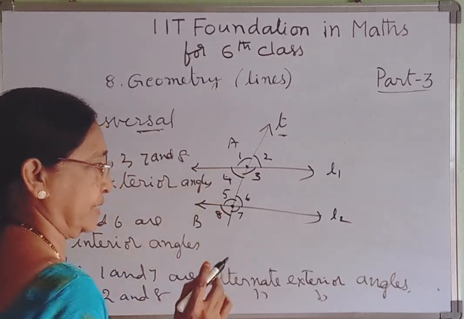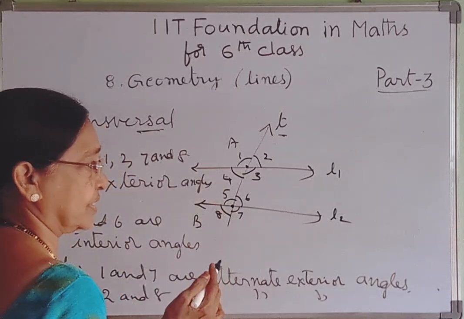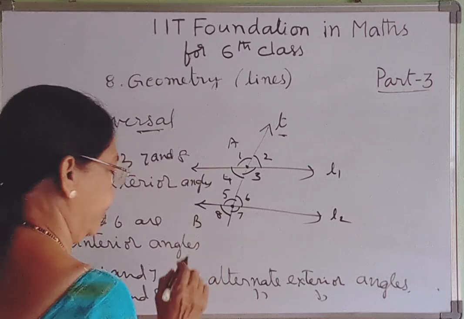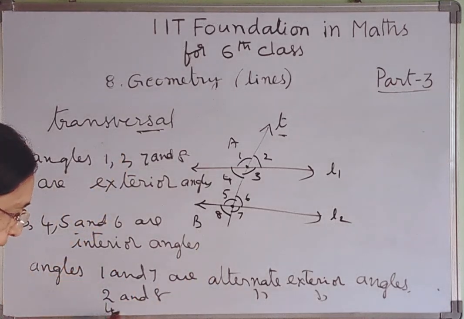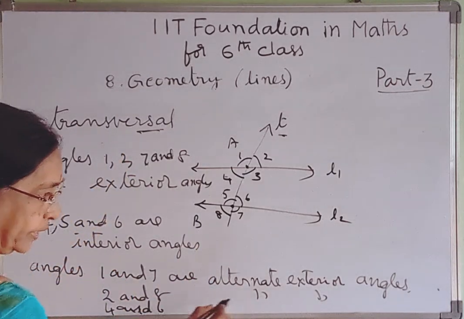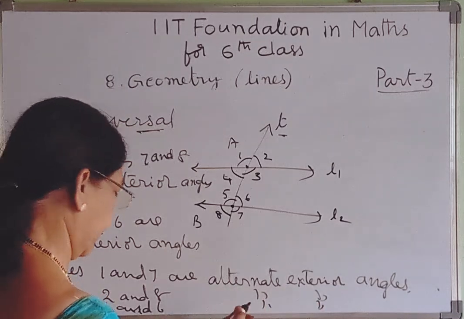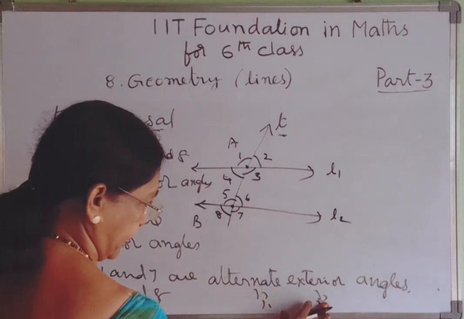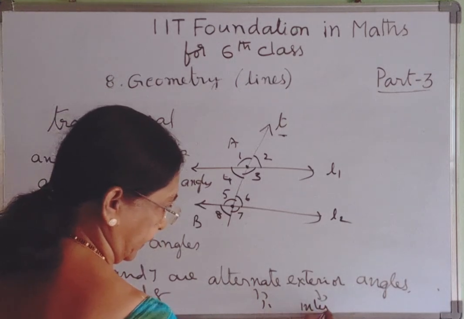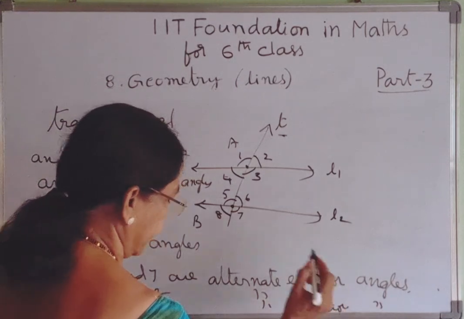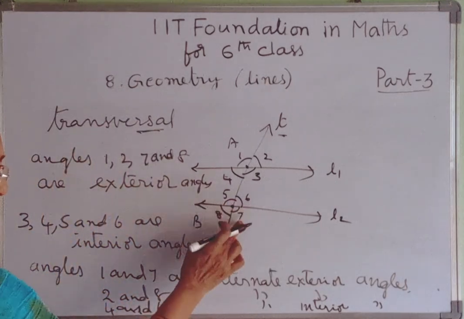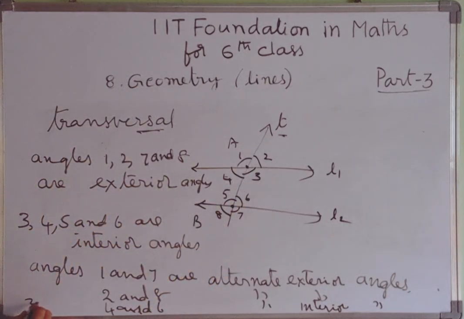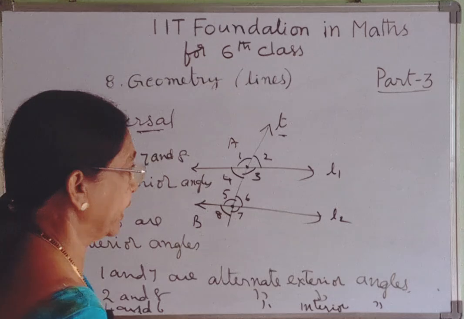Similarly, 4 and 6 lie on either side of the transversal and are interior angles. Therefore, 4 and 6 are another set of alternate interior angles. Alternate interior angles: 4 and 6, and another set is 3 and 5.